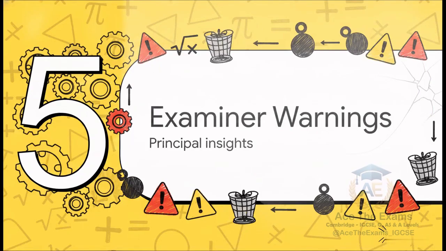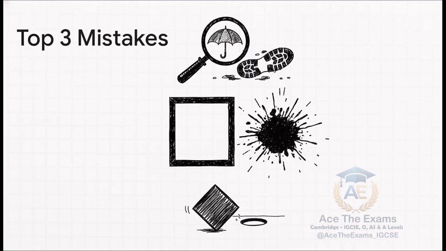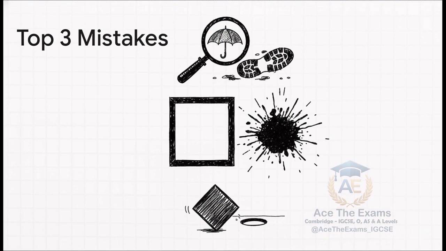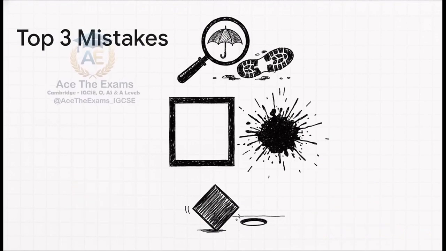Section 5, Critical Examiner Warnings. Let's look at some principal insights. We are now moving into our final system safeguard phase. The principal examiners consistently report these top 3 mistakes year after year.